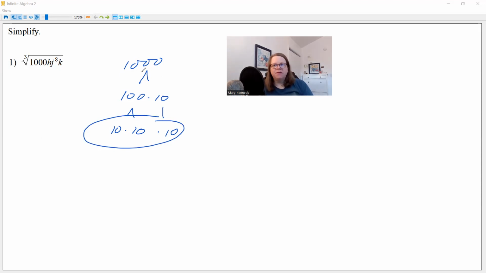So 1,000 is a perfect cube. It is the same as 10 cubed. And so the cube root of 1,000 is 10. So I know the first part of my answer is 10. And then I just need to think about the variables.